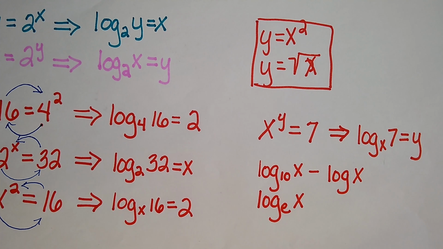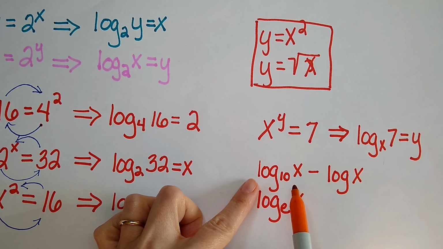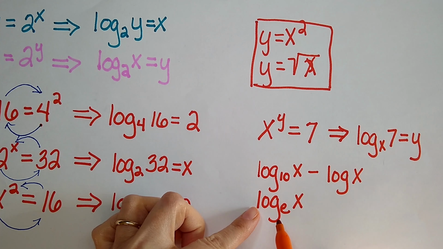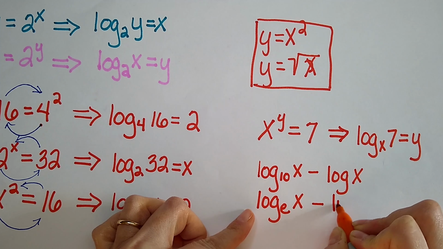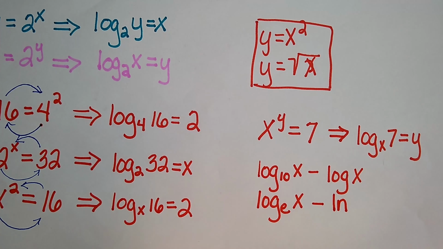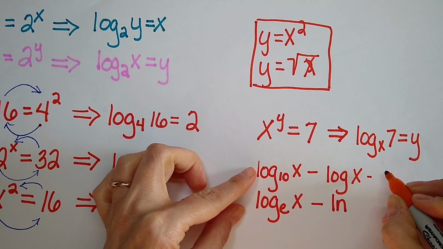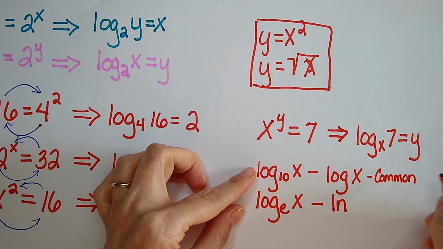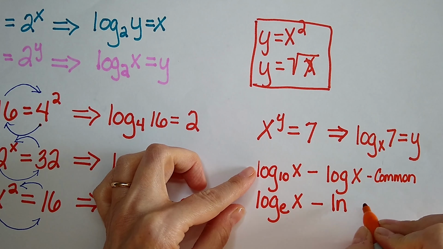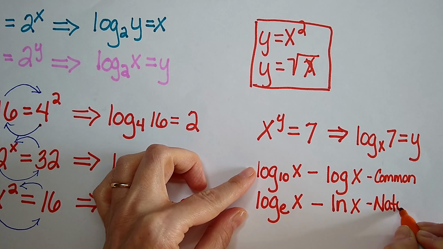Okay, so if nothing is written there, then it is base 10. So it's written like this. It means this. Log base e of x is not written this way either. It is ln. It is called the natural log. I'm sorry, the one up here I think I said wrong. This is a common log. This is a natural log, which I said backwards.